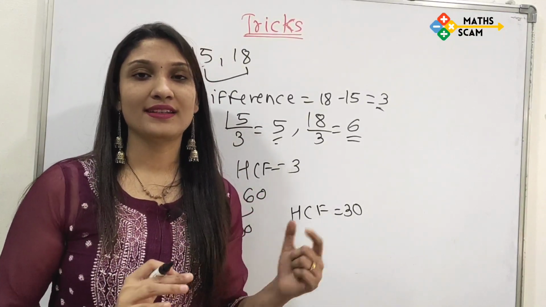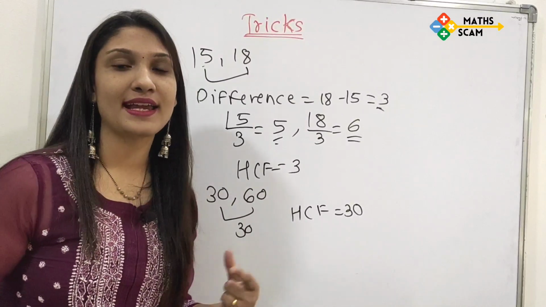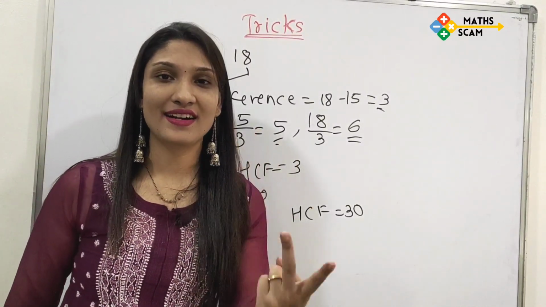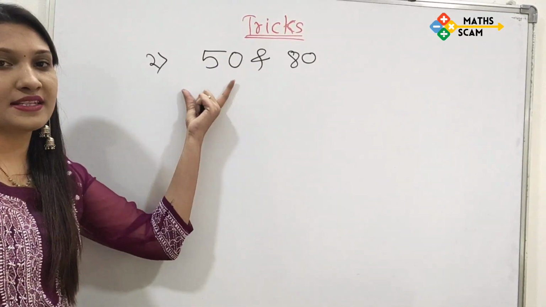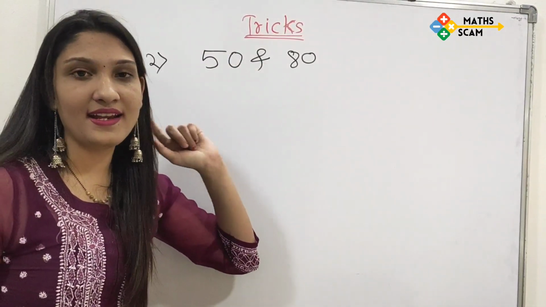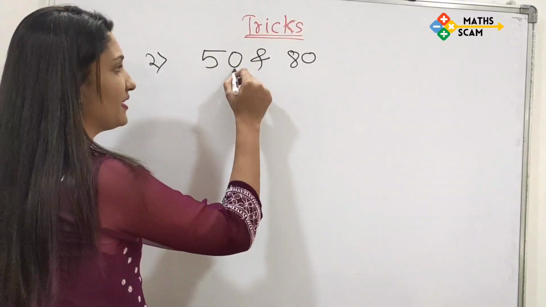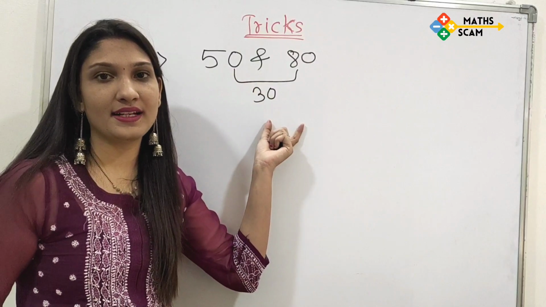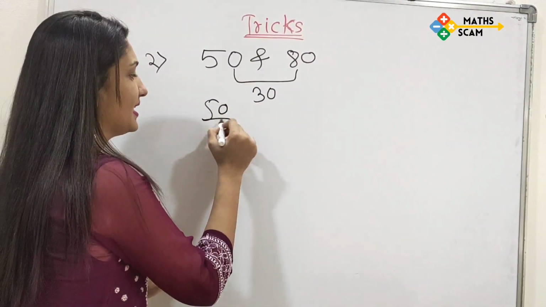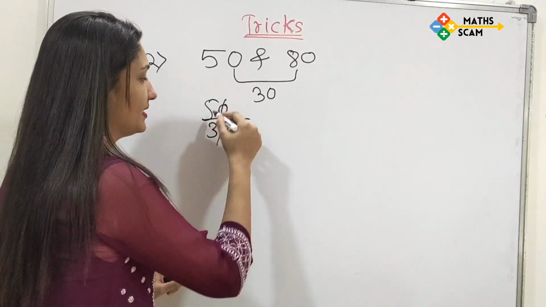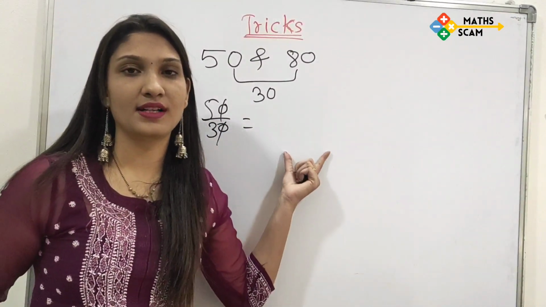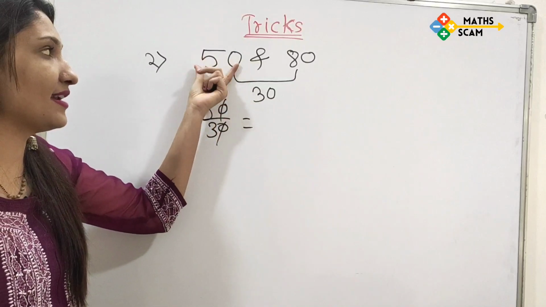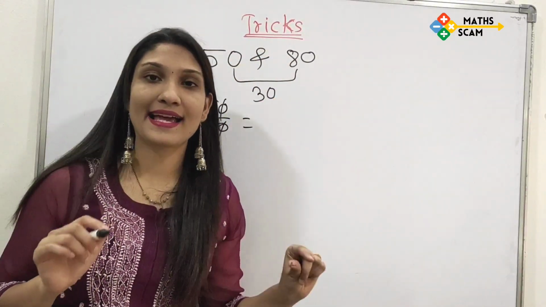What if that difference cannot divide the given numbers? Then what do we need to do? We'll check our trick. Next, our numbers are 50 and 80. The difference between 50 and 80 is 30. If we divide 50 by 30, can we get an exact number? It's 5 by 3. That means the answer will come in decimal. That means this difference cannot divide these numbers exactly.